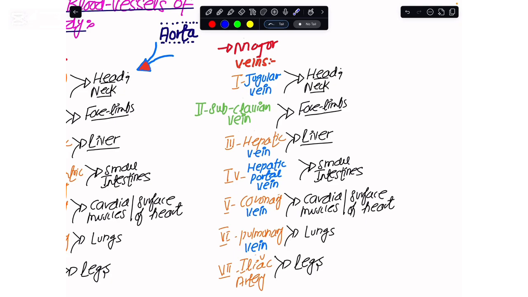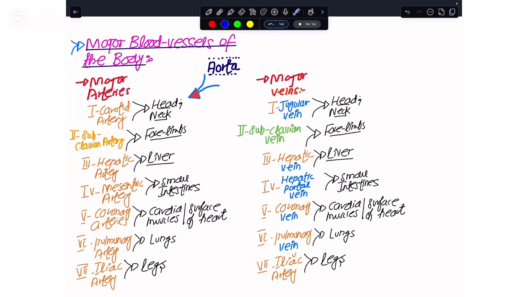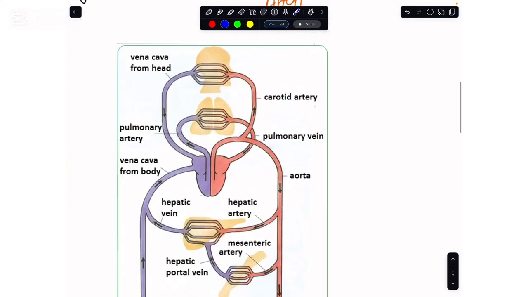We also have the coronary veins, which take the deoxygenated blood back from the heart. The pulmonary veins take the blood back from the lungs to the heart, and this blood is oxygenated. All of the other veins have deoxygenated blood, but the pulmonary vein is special: it has oxygenated blood in it. And against the iliac artery, we have the iliac vein, which brings the deoxygenated blood back from the legs. Now let me show you an example in the diagram.